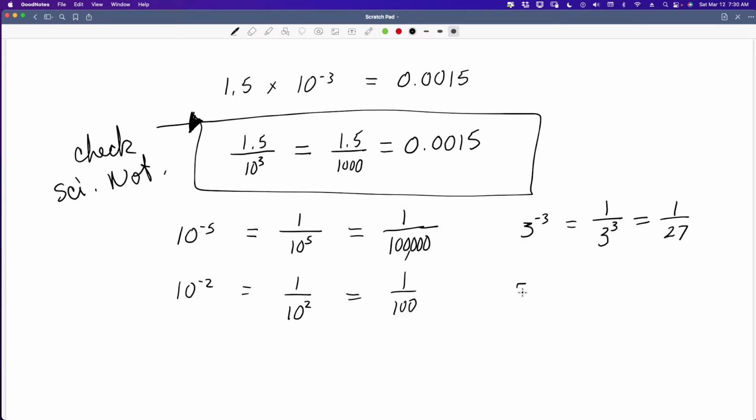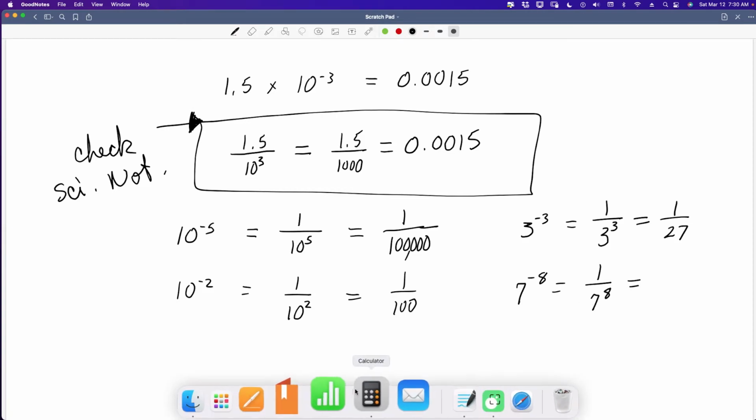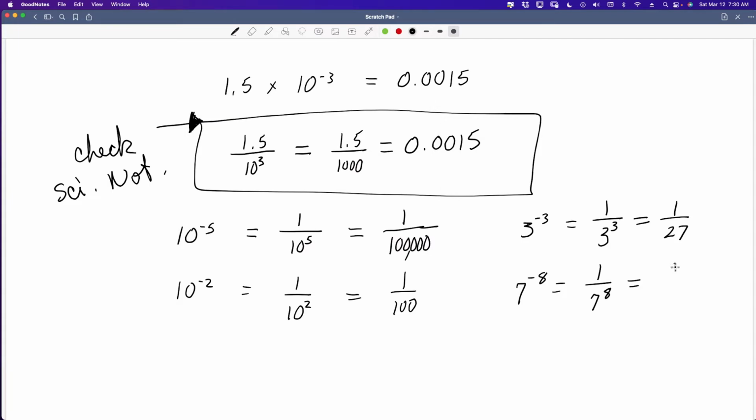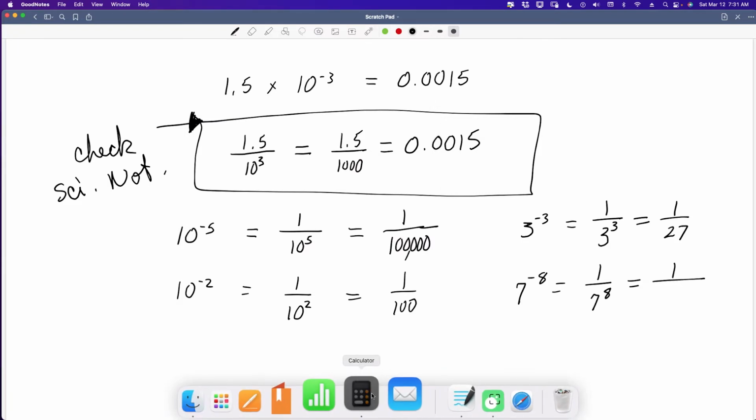So if we had 7 to the negative 8, that answer would be 1 over 7 to the 8th power. And you can do these big numbers on your calculator that you can't do in your head. Just pull it up. And there's a little button right here that says X to the Y. So let me clear this. You can type in 7, tap the X to the Y button, type in your exponent, and then press your equal sign, and it will tell you what that number is. It's a huge number. So that would be 1 over, what was that?